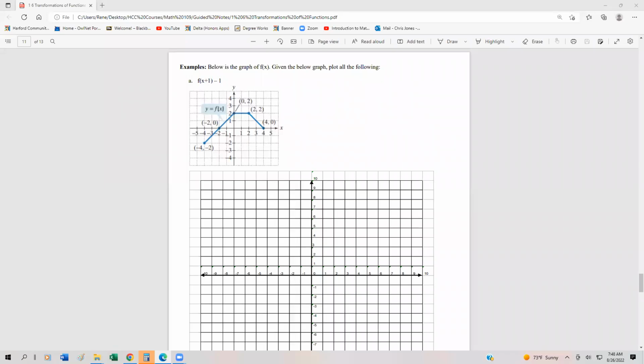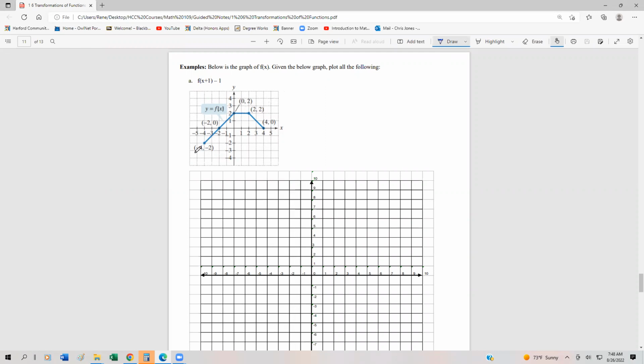In this section, we're going to be given the graphs of some non-traditional looking functions, and we're just going to go ahead and use the transformations that are given. So the instructions tell us that given the graph of f, we're going to plot the below graph.